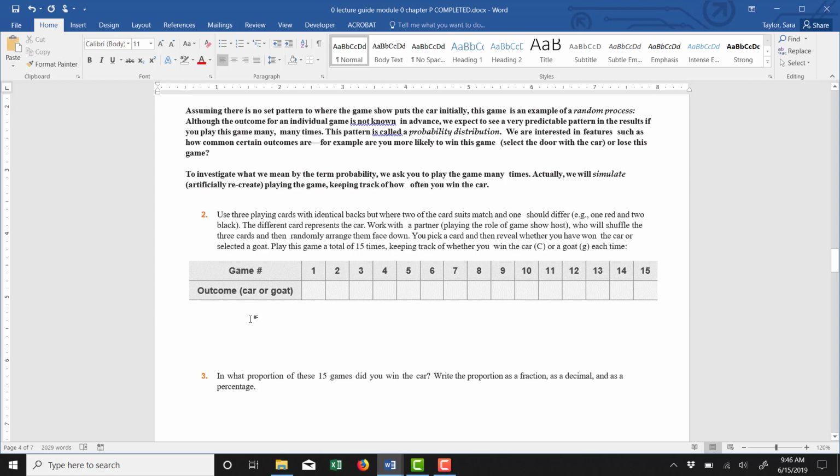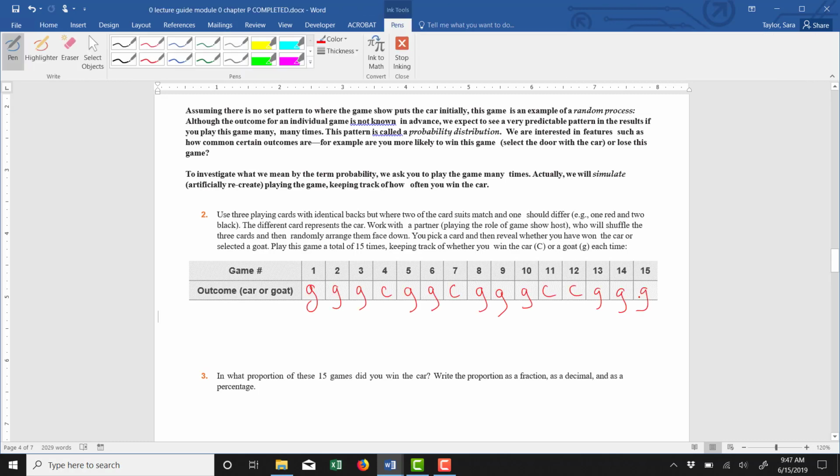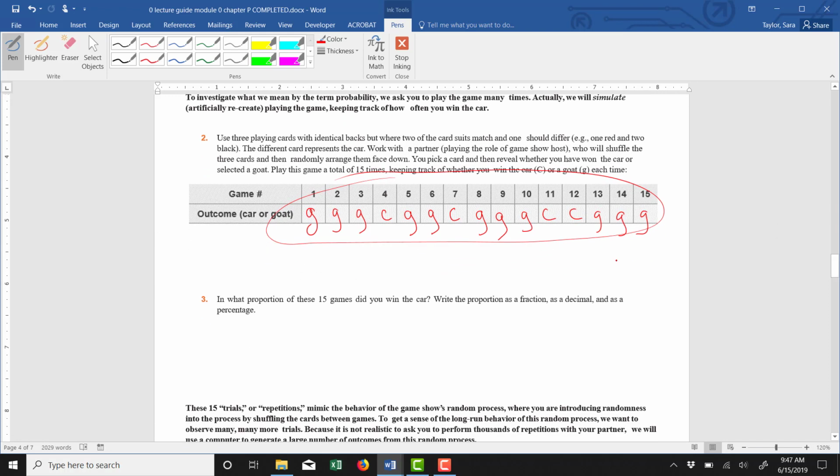So I'm just going to fill this table in with an outcome that I observed when I did this in a classroom and observed a particular student actually playing this Cars and Goats game with three cards 15 times in a row. Okay, so I've filled it in with what I actually observed happen when a student played this Cars and Goats card game 15 times in a row. Each of the little G's represent they played the game and picked a goat, or they played the game and picked a car.